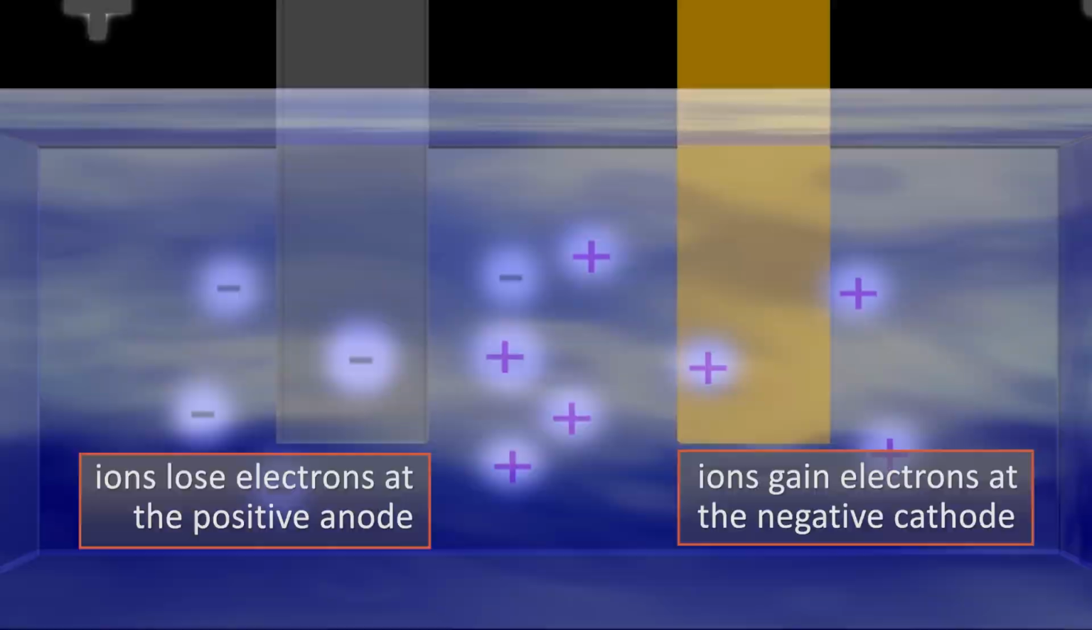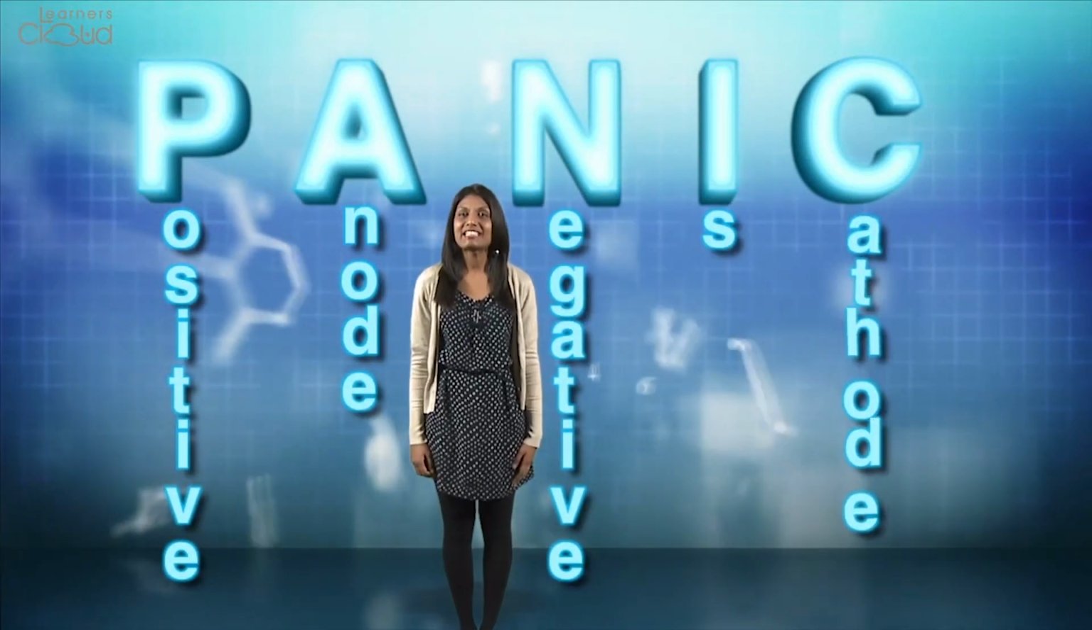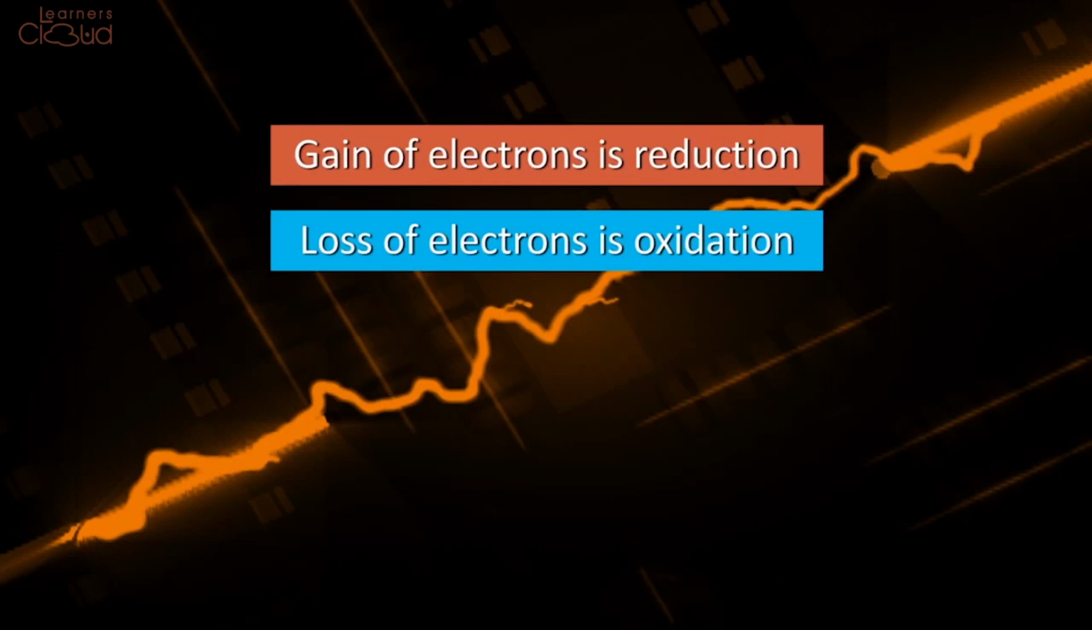And remember, don't panic. P-A-N-I-C. Positive is anode, negative is cathode. So remember, if electrons are gained, reduction happens. If electrons are lost, oxidation happens.